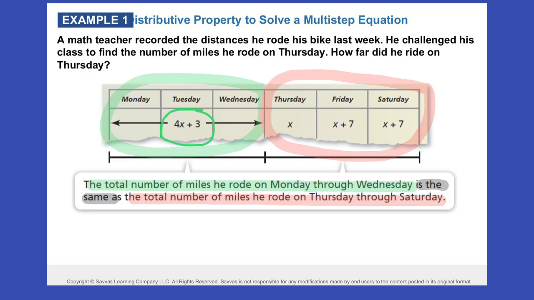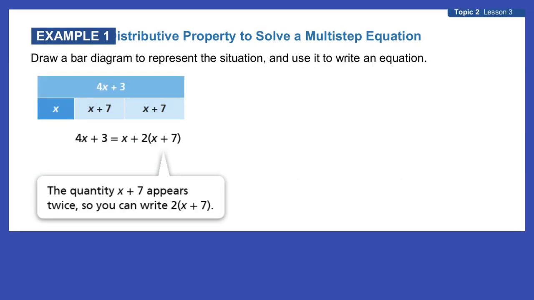All right, so on Monday, Tuesday, Wednesday, it was 4x plus 3. And then on Thursday was x, Friday was x plus 7, and Saturday was x plus 7. Those two quantities, the red and the green, are the same. Of course, your book has to give us a bar diagram to show that, but that's fine. We have the Monday, Tuesday, Wednesday.